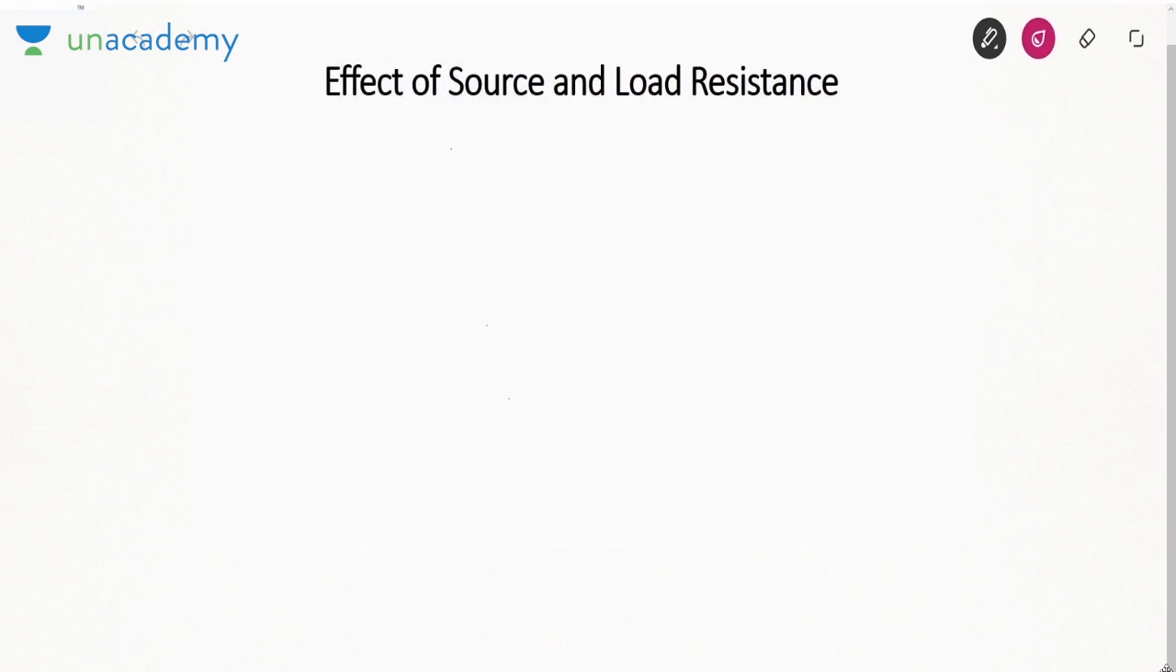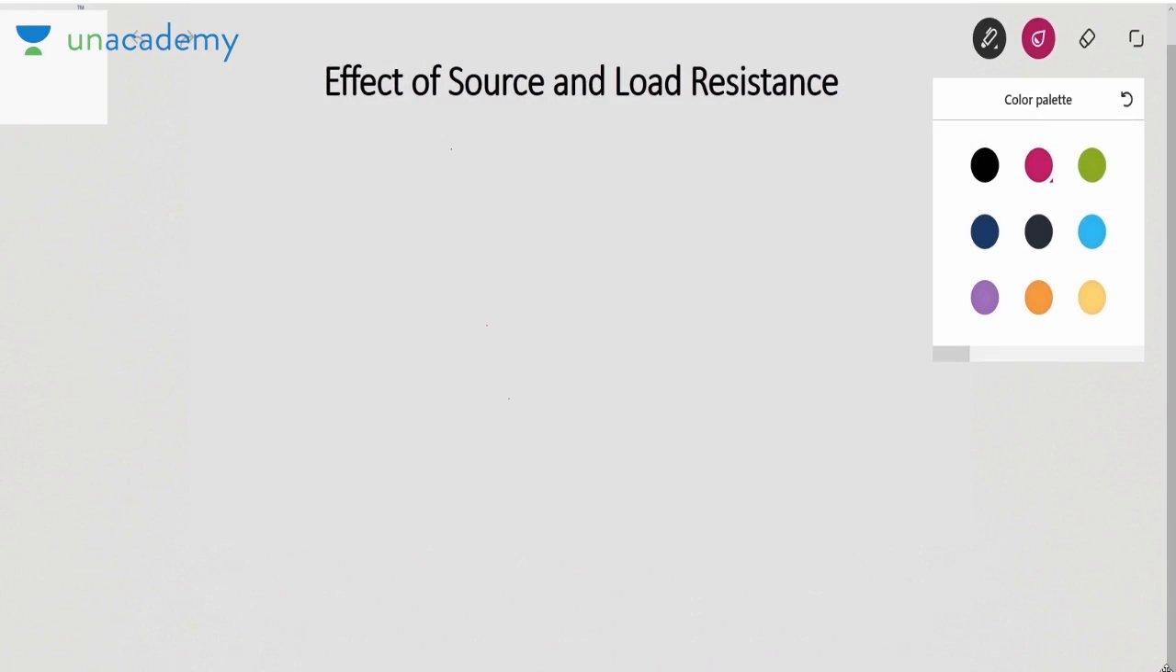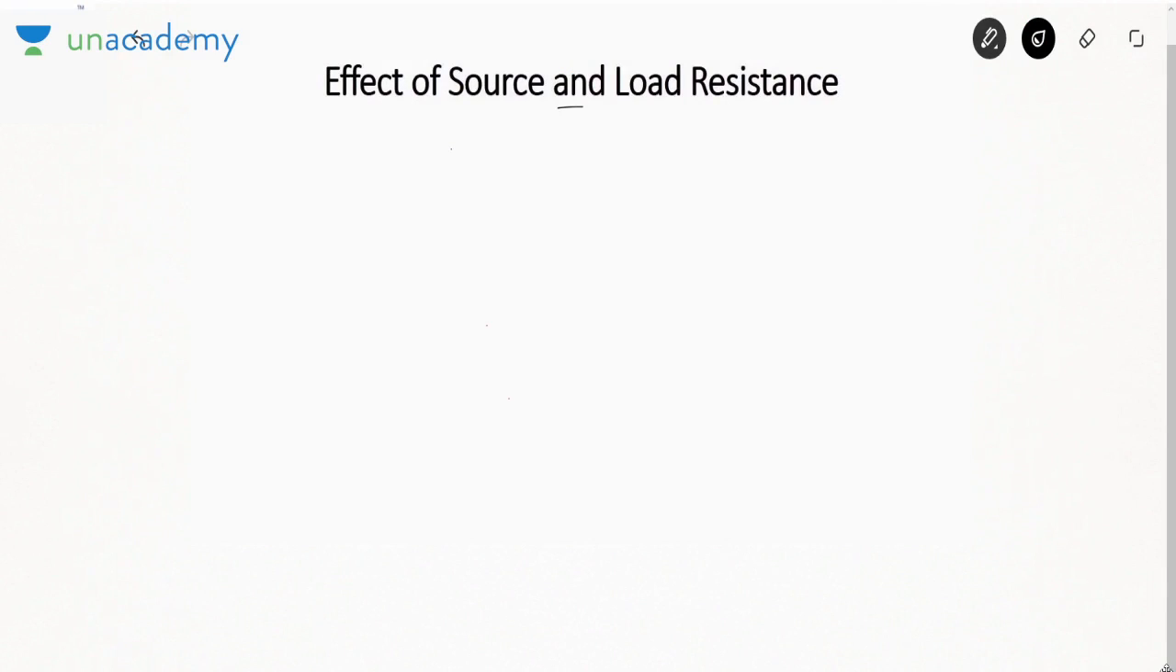Lastly, let us see what happens if we consider the source and the load resistance. Up to now I haven't considered RS or RL. So in this I am considering voltage divider bias with C3, that is the emitter bypass. So I am showing the circuit simply.